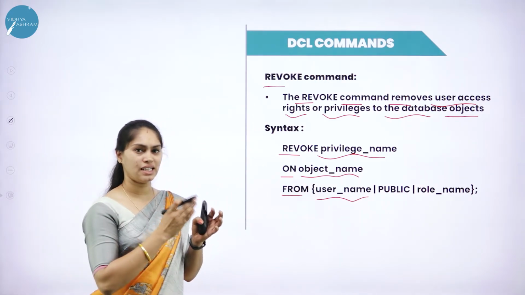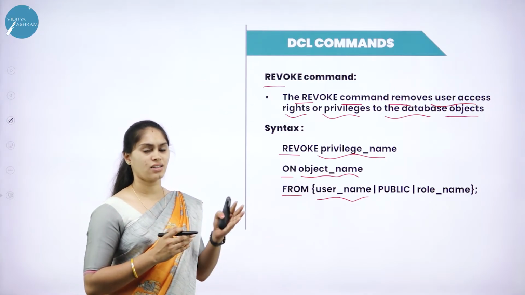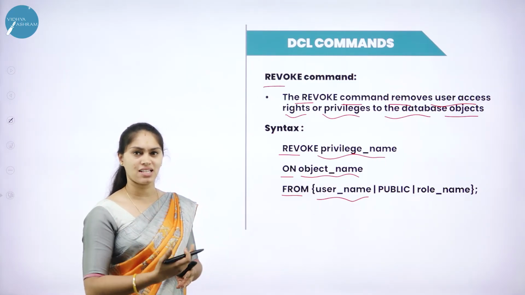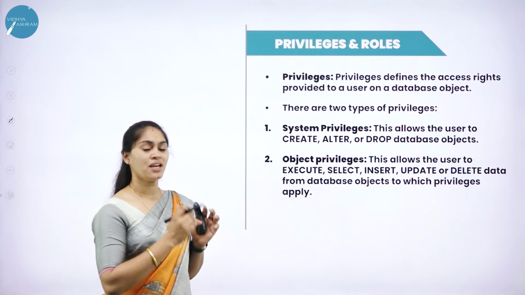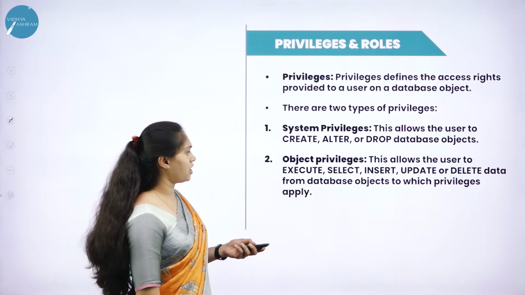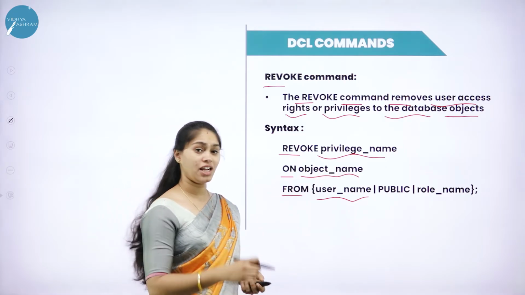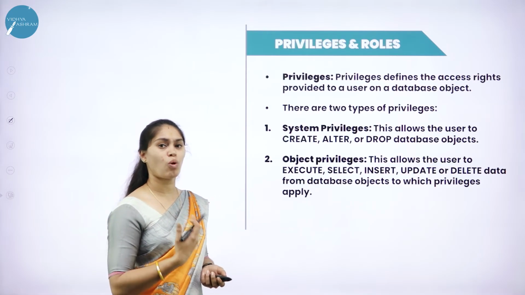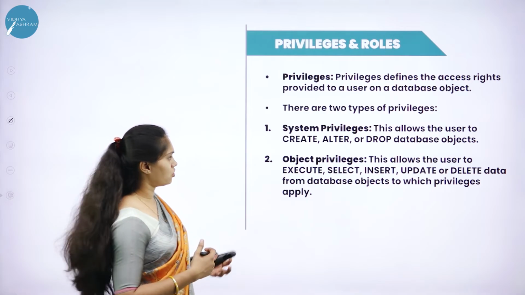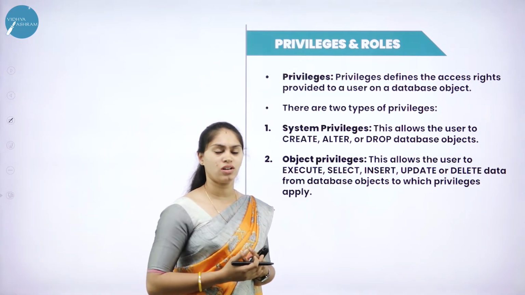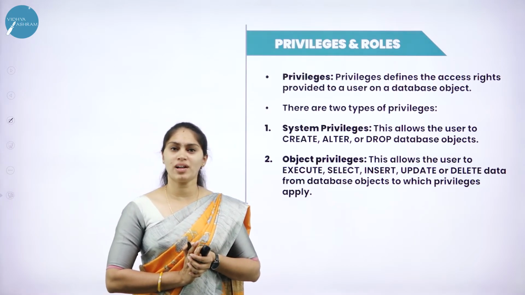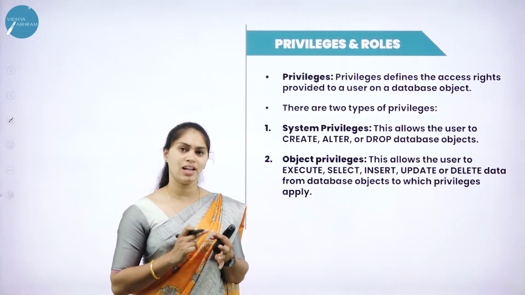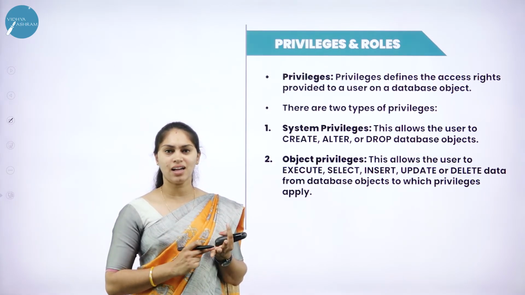This is regarding DCL, that is data control language, or TCL, transaction control language. Next we'll see about the privileges and roles. Here you can see that we need to specify the privilege name. What kind of privilege, whether they want to create or whether they want to drop. For example, when I'm talking about privileges, you have to understand whether it is read only, write only, or execute. Read, write and execute.